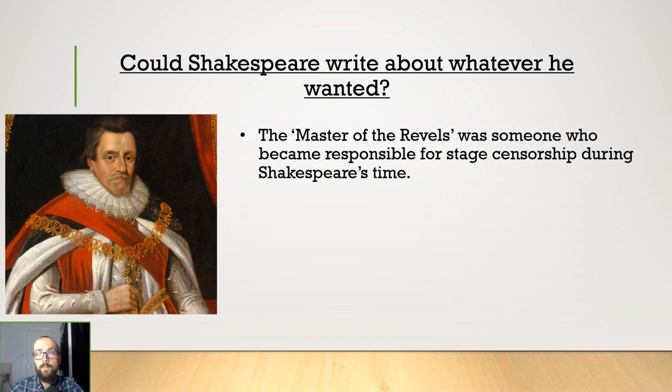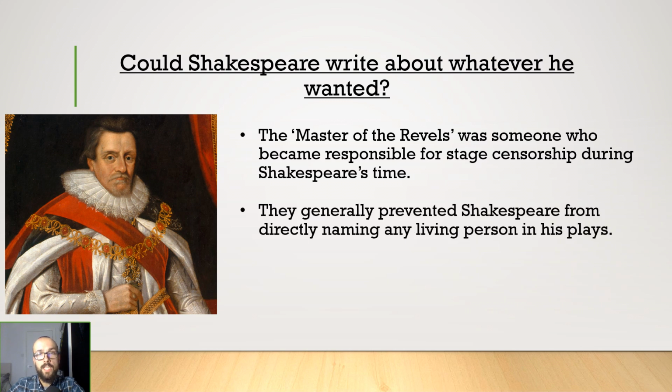During Shakespeare's time, a political figure known as the Master of Revels became responsible for stage censorship. They had to approve of the content of plays before they were allowed to be put on. Most relevantly to Shakespeare, the Master of Revels prevented Shakespeare from explicitly naming any living person in his plays.